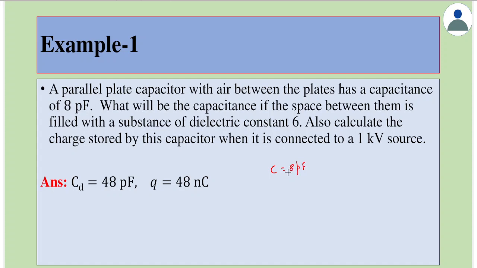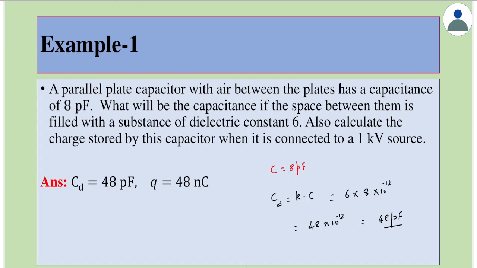The first part says what will be the capacitance if the space between them is filled with a substance of dielectric constant 6. We learned in theory class that the capacitance in presence of any dielectric is equal to dielectric constant into capacitance in free space. So it will be 6 into 8 picofarad, which is 8 into 10 power minus 12. That is equal to 48 into 10 power minus 12, which is 48 picofarad. That is the first part of the question.